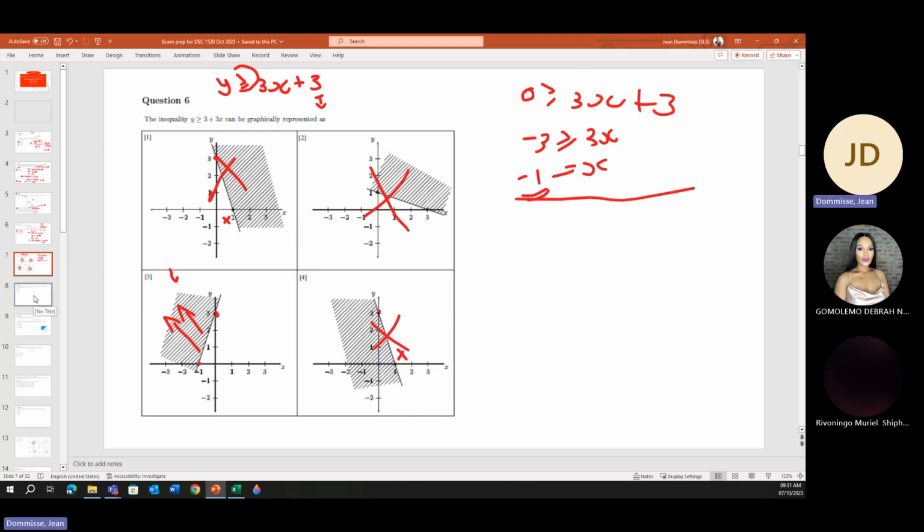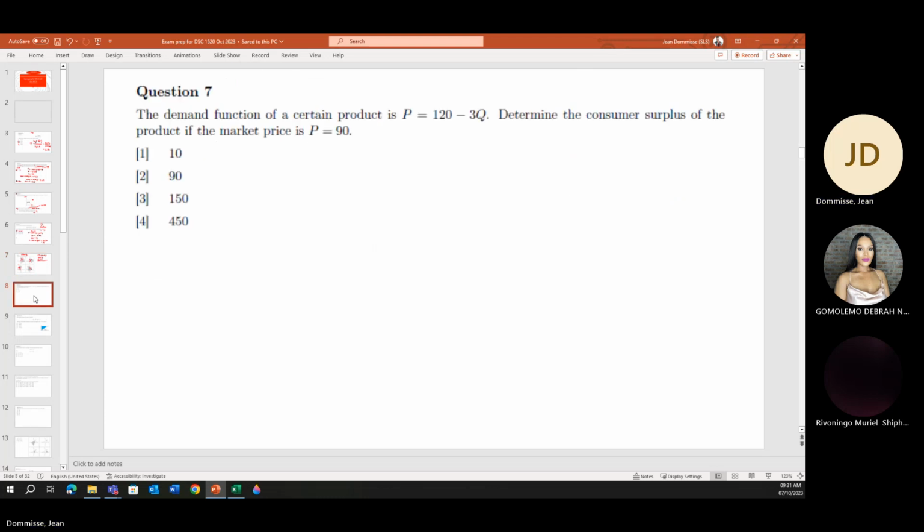Okay, so let's look at the next question. Now we're going into the demand function of a certain product, and they want us to determine the consumer surplus of a product if the market price is 90. They give us the line, then they tell us that at a certain price point, what is your consumer surplus?